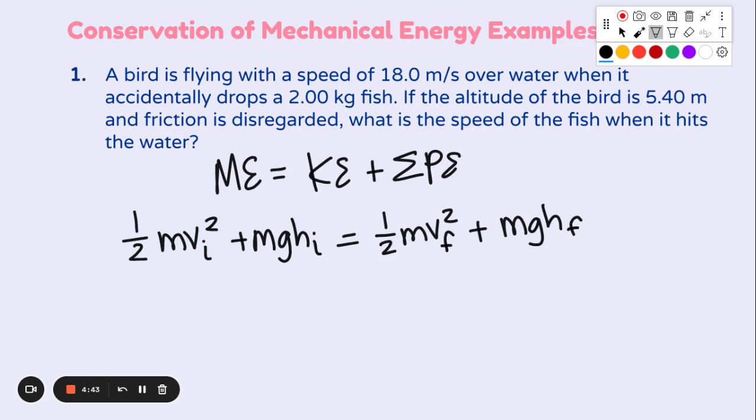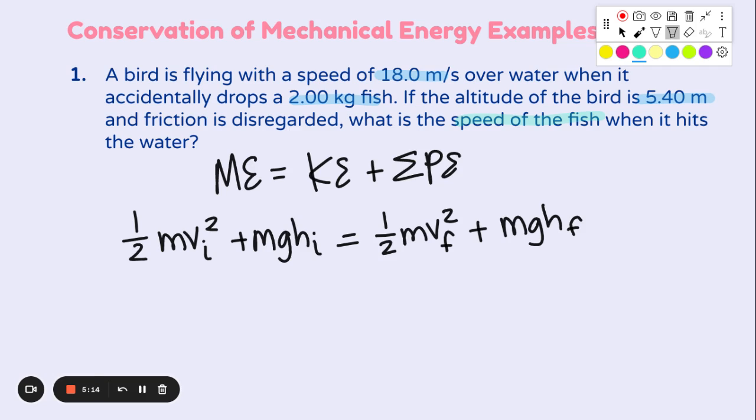So lots and lots of numbers. Most of the time you get lucky though, in that one of these kinetic energies has a velocity of 0, so you don't even have to calculate that part. So let's just go for it and see what happens. A bird is flying with a speed of 18 meters per second over water when it accidentally drops a 2 kilogram fish. If the altitude of the bird is 5.4 meters and the friction is disregarded, what is the speed of the fish when it hits the water? So we're solving for final velocity, or final speed.